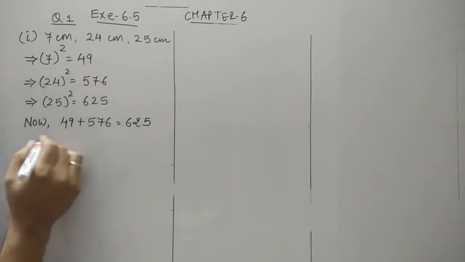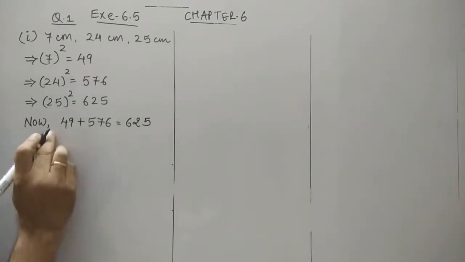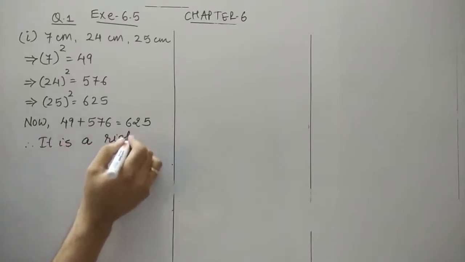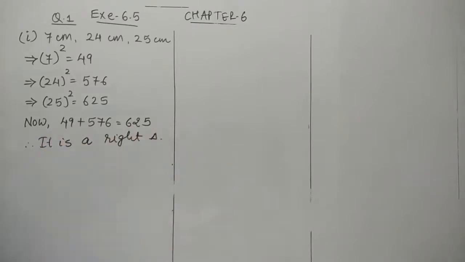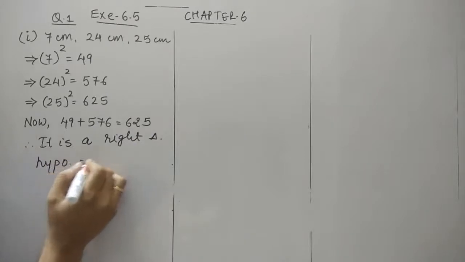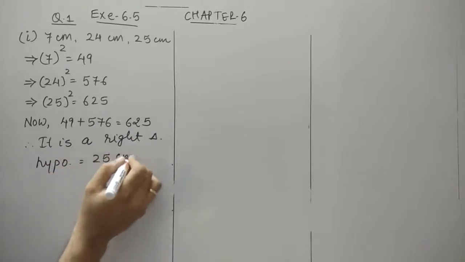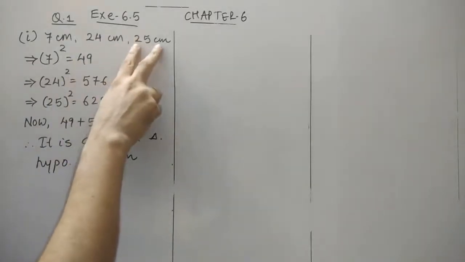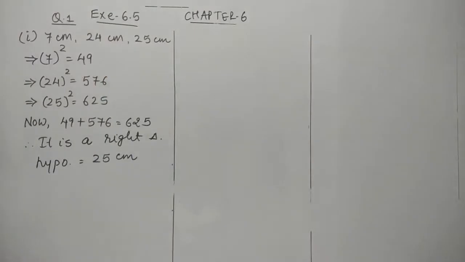So we can say it is a right angle triangle. Now one more thing is asked, that is, what is the hypotenuse. So we can say the hypotenuse is the largest side, and that is 25 centimeter. The largest side given among all the three is considered as the hypotenuse.